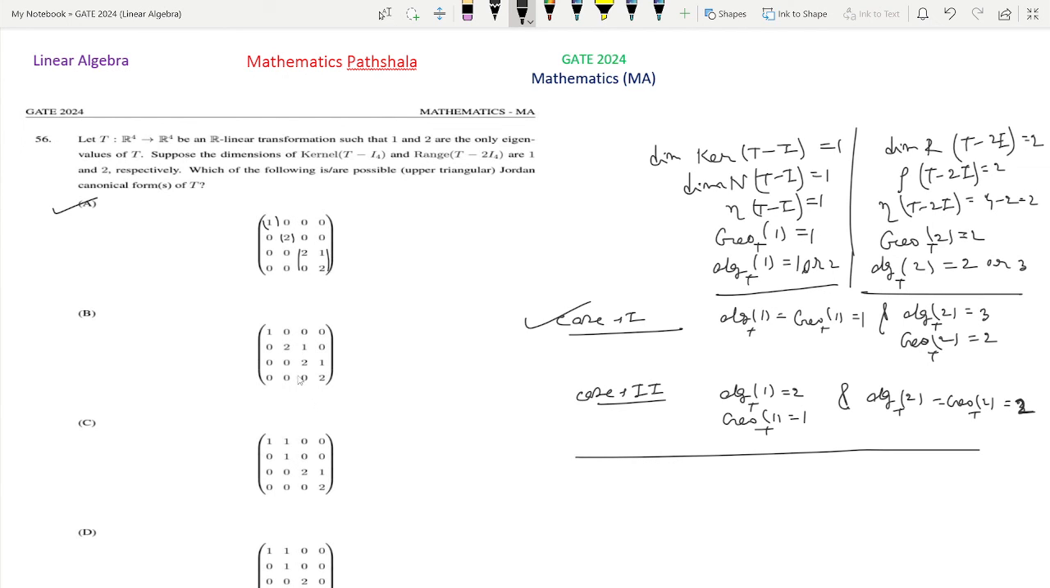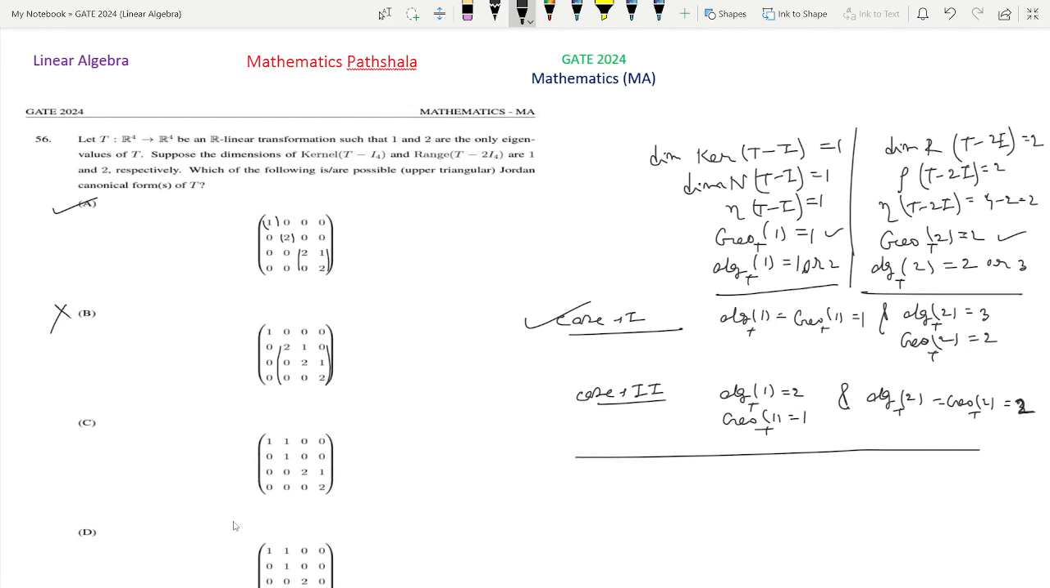Now look at option B. See here, this is a Jordan block of size 3 corresponding to 2. So for this Jordan canonical form there is only one Jordan block corresponding to 2, but the geometric multiplicity of 2 is 2, this is fixed, so there must be 2 Jordan blocks corresponding to 2. So option B cannot be a possible Jordan canonical form of T.